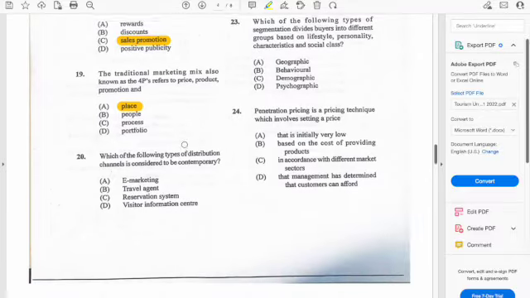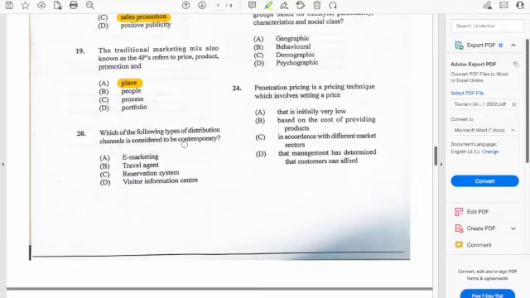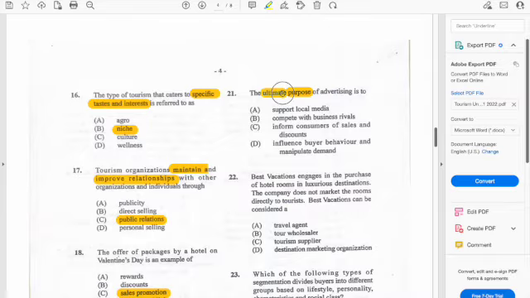Which of the following types of distribution channels is considered to be contemporary? E-marketing. So it is modern. Contemporary means modern. What's happening now? The ultimate purpose of advertising, and this is the main purpose of advertising, is of course to influence buyer behavior and manipulate demand.